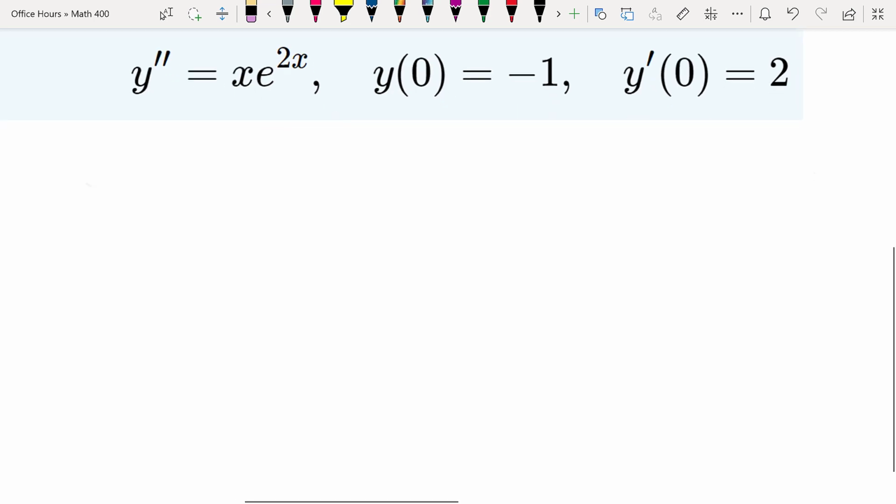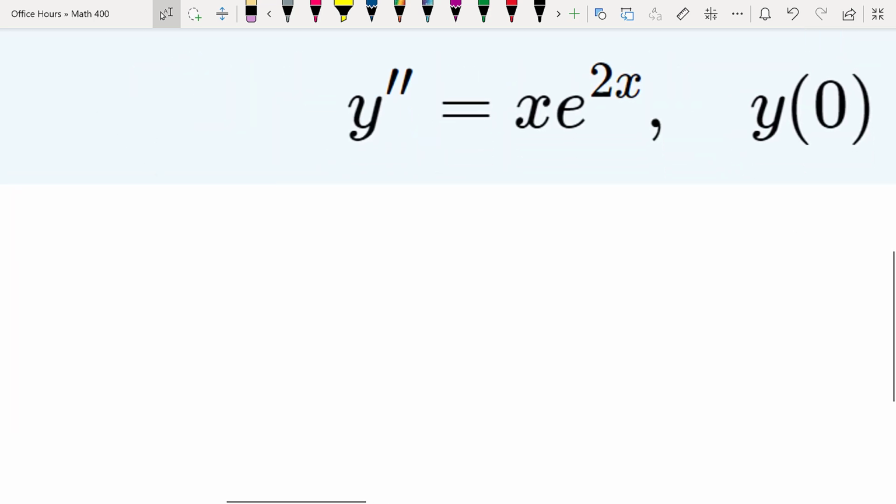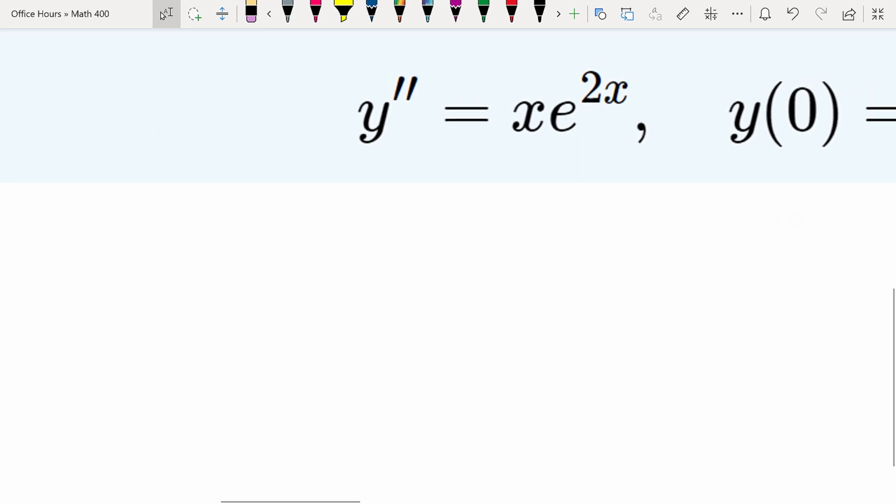Not that big of a deal here. We're just dealing with initial value problems. So let's go ahead and figure this out. To find out what y is, we will have to take the antiderivative twice, right? Take the antiderivative of y double prime first to find y prime, and then do it again to find y.